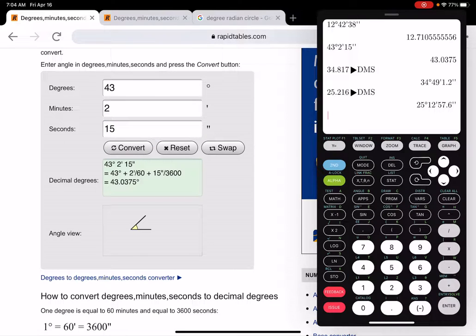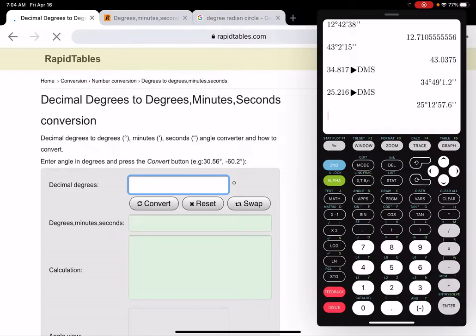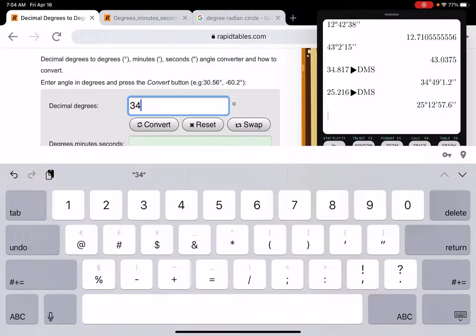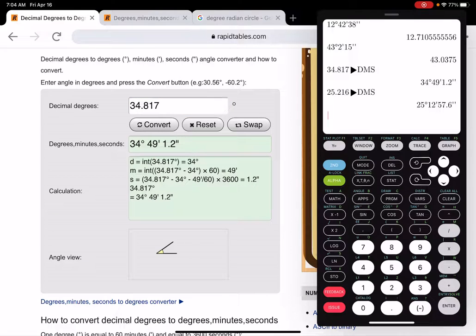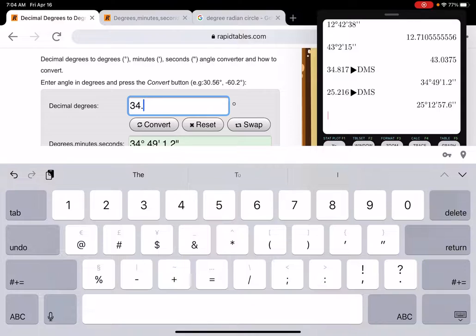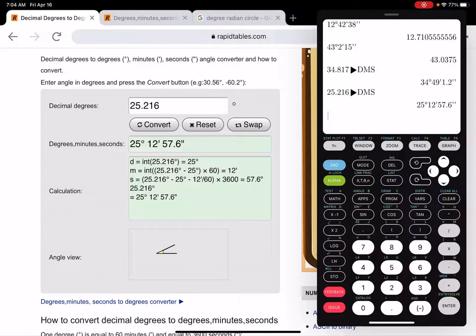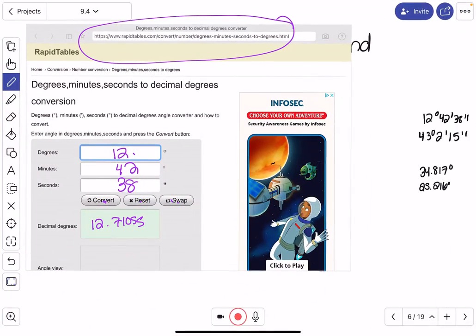Now, if I want to do the other direction, I hit swap, and I type 34.817, convert, and it'll give me the degrees, minutes, seconds. So I can also do that with 25.216, convert, gives me the degrees, minutes, seconds. All right, let's go back to here.